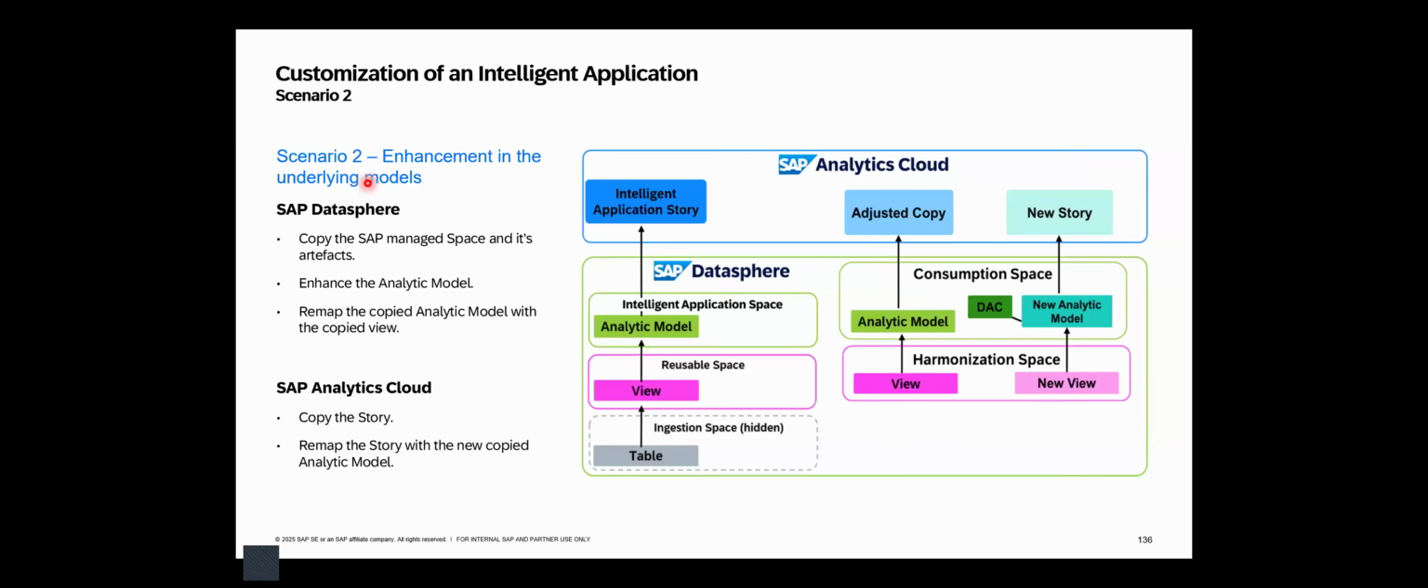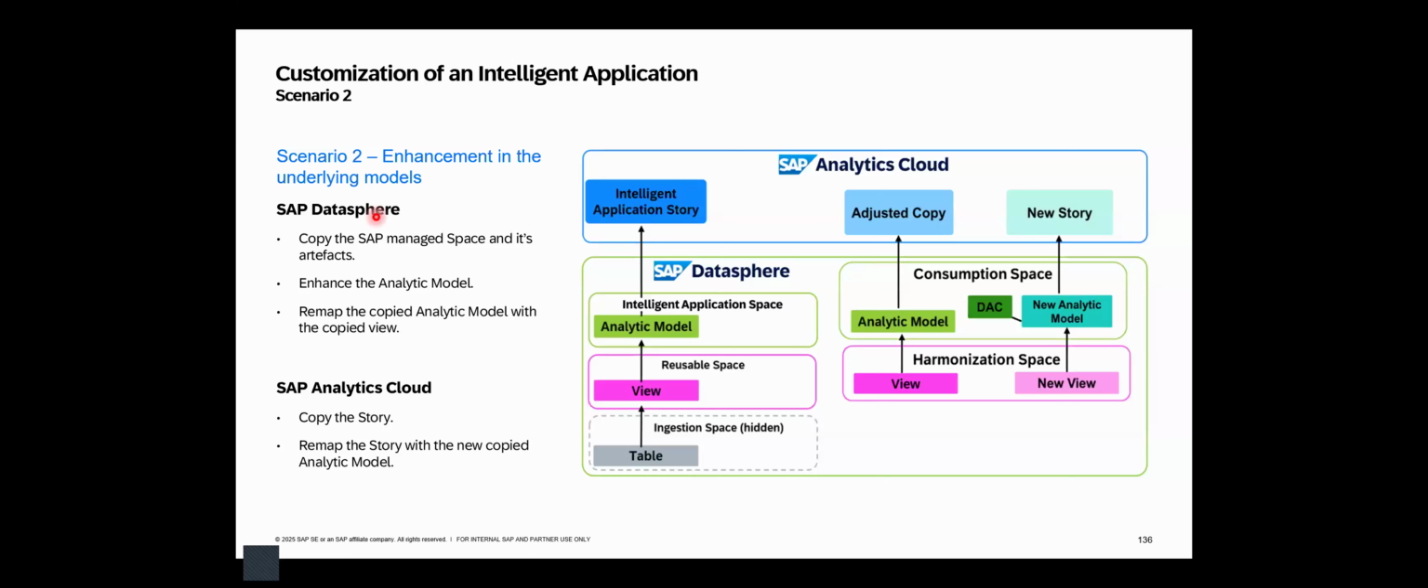We also have another scenario. Now suppose a pre-delivered intelligent application almost fulfills your need, but there is a business ask to add additional attributes, some calculations, or role level authorizations in the underlying models in Datasphere. In this scenario, there is a two-step customization. One will be done in Datasphere, the second will be done in the SAP Analytics Cloud.